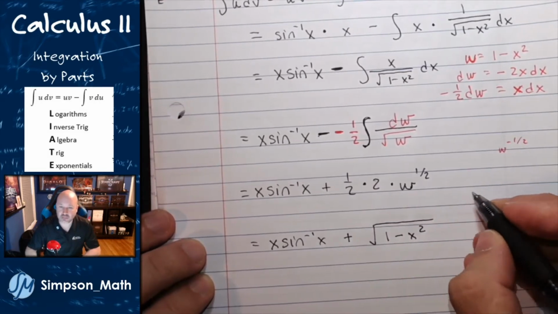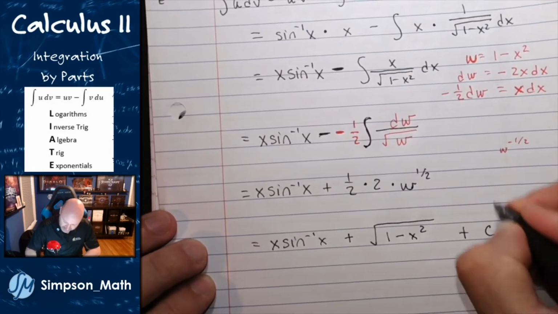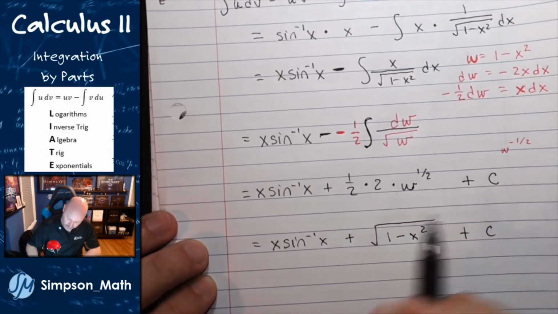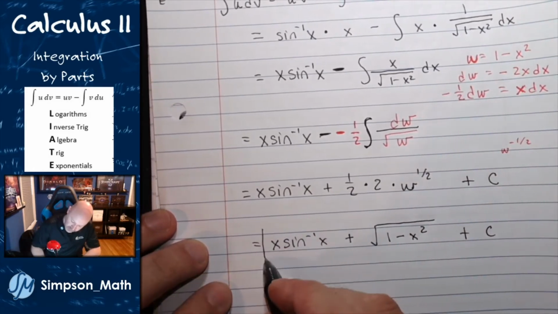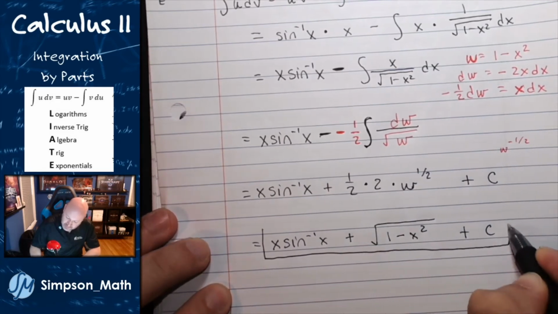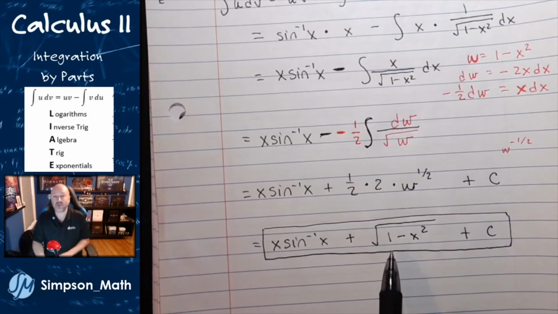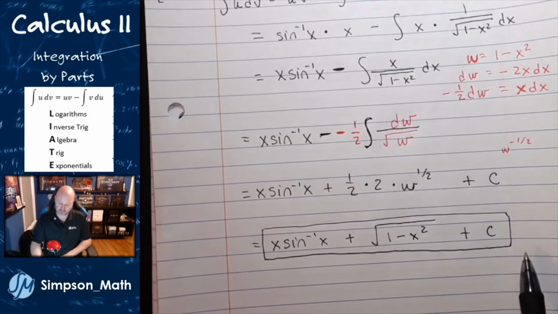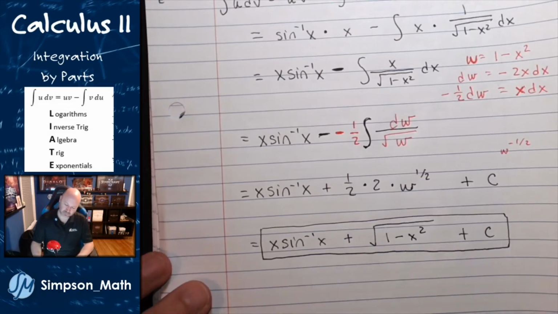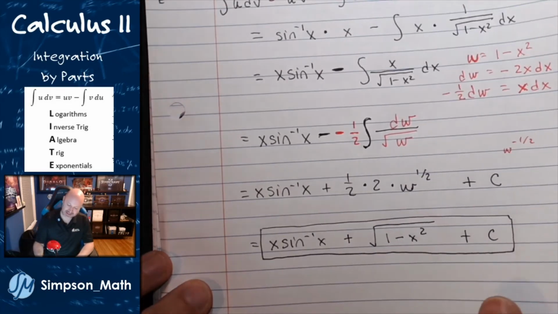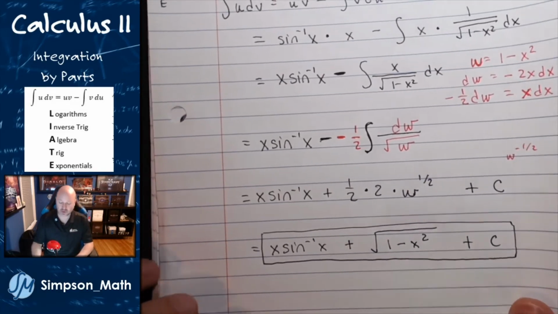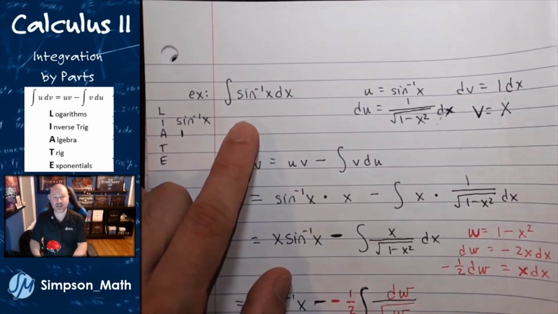I think I forgot my c, but now is a good time to put it back in there. So I come up with x times inverse sine of x plus the square root of 1 minus x squared plus some constant. I claim that is the integral for arc sine.